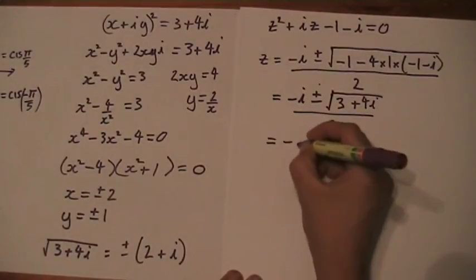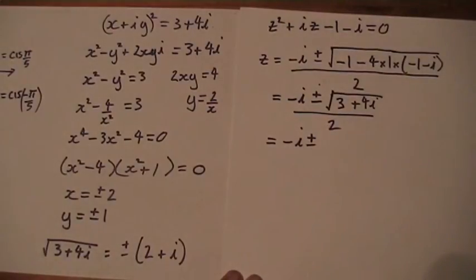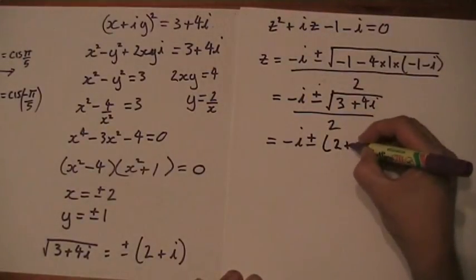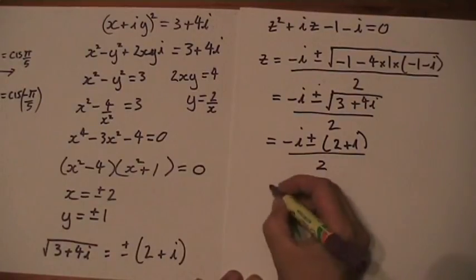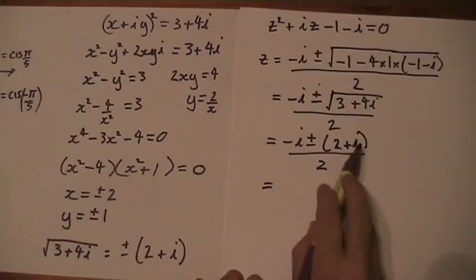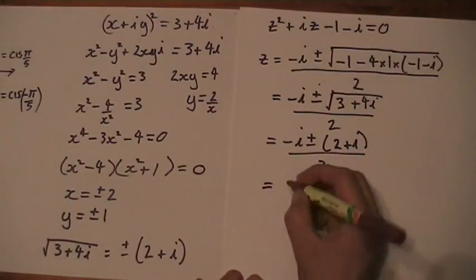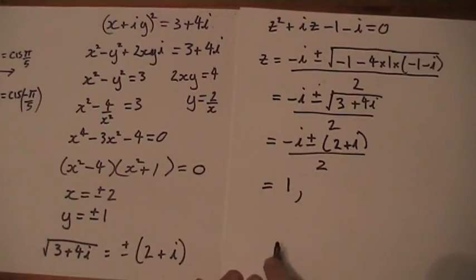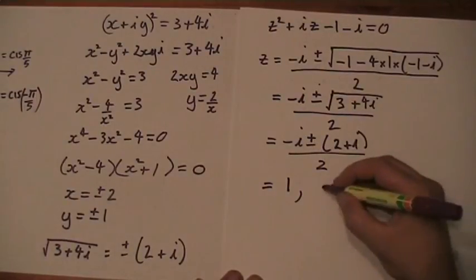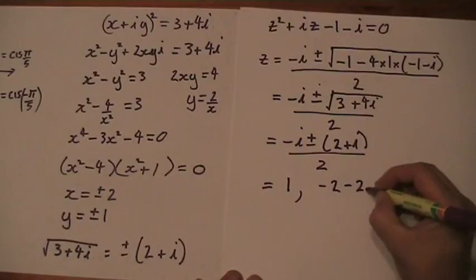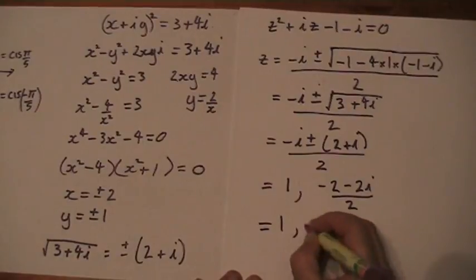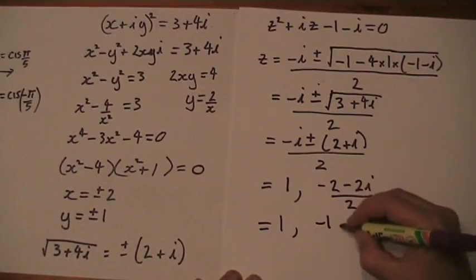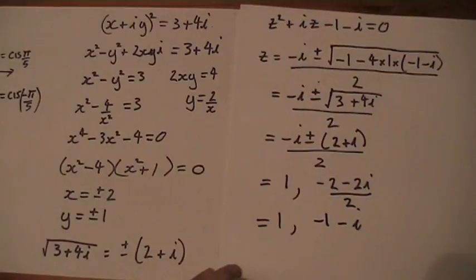So we can now say the solution is -i plus or minus, from earlier, (2 + i), all over 2. Simplifying that down, -i + i is 0, leaving me with 2 over 2, or 1, as one of my solutions. The other solution is going to be (-2 - 2i) all over 2, and so just in simple form, 1 and -1 - i are my two solutions.